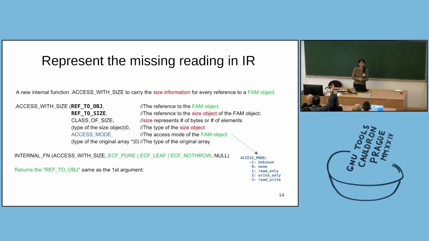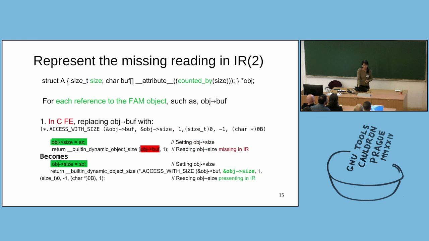I will not explain it in more detail. This is presumably in GIMPLE, not in RTL or any other later stage? Not RTL, this is GIMPLE level. Right, GIMPLE level. This internal function is pure, a leaf, and non-throw. It returns the first argument, the reference to the object. So this is the internal function we add to resolve that issue.